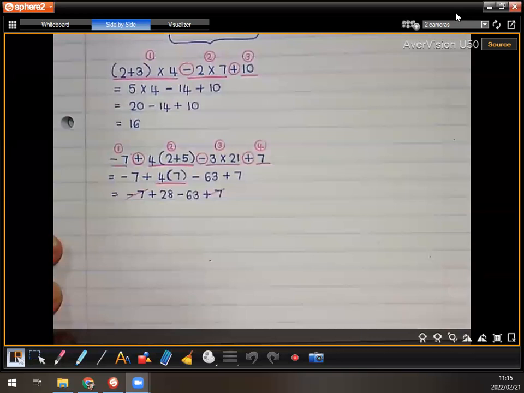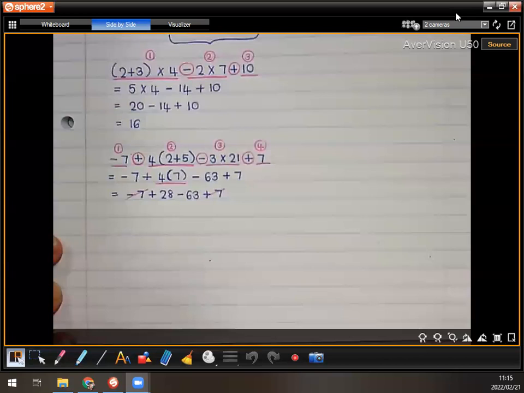It's just the second term here that I still need to actually work out. Right, so let's do that, 4 times 7. All right, before we start adding and subtracting, what is 4 times 7? 28 minus 63 plus 7.